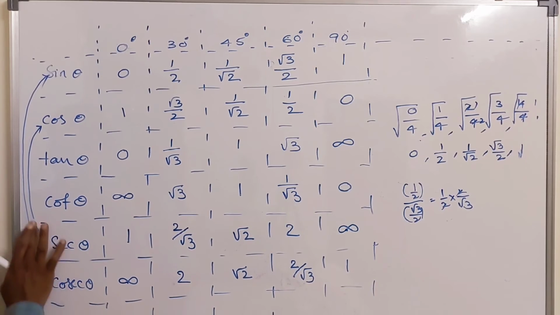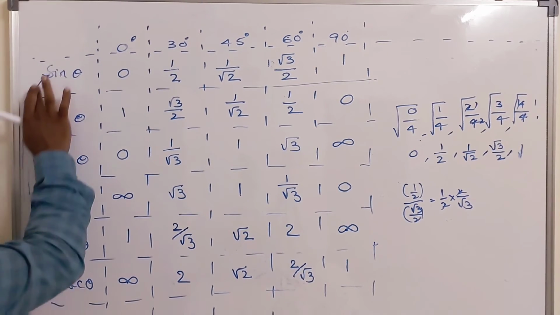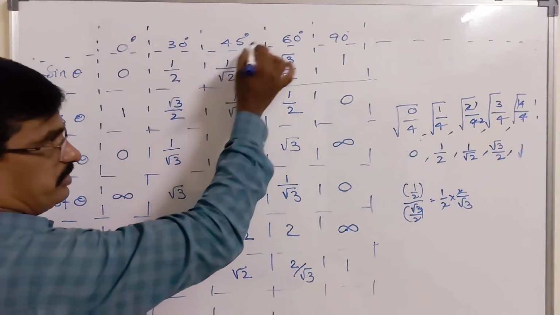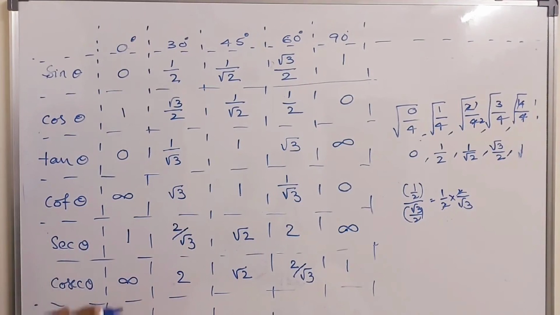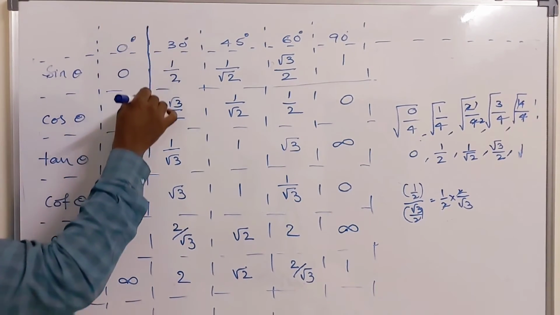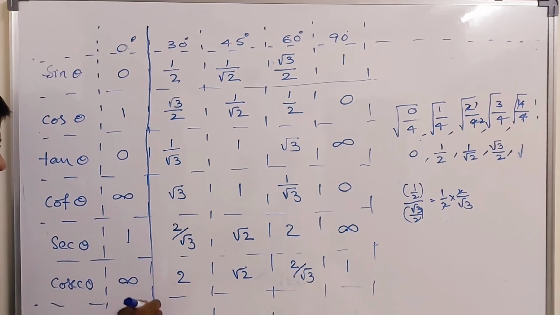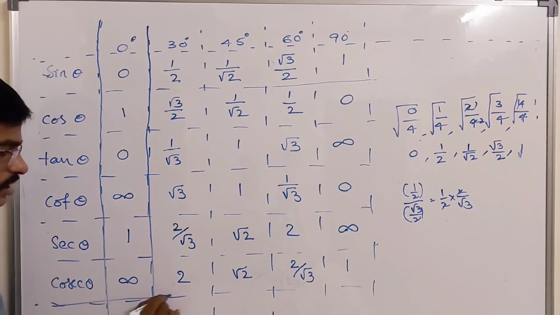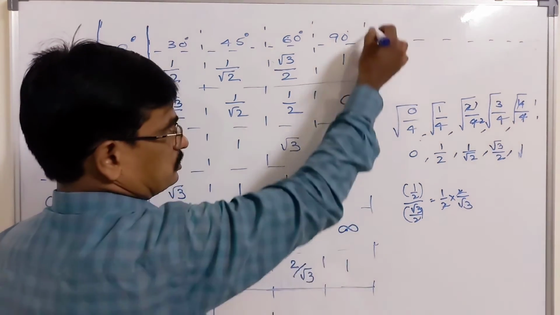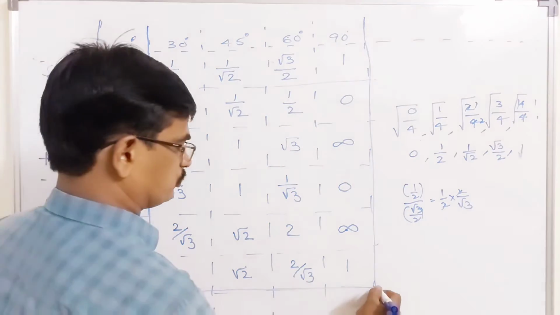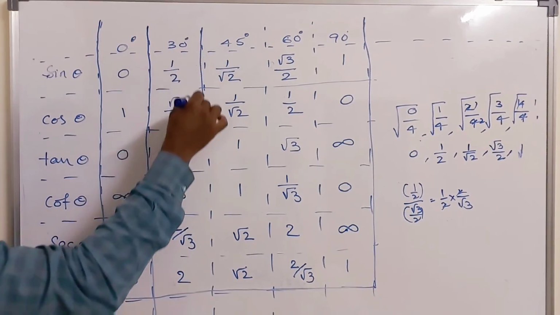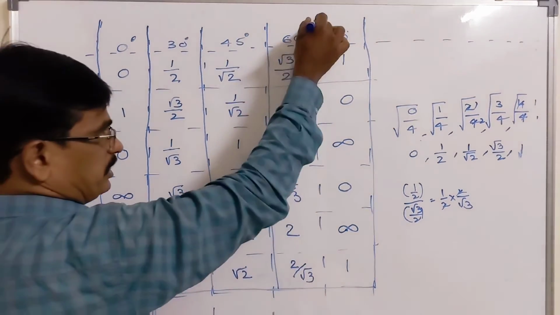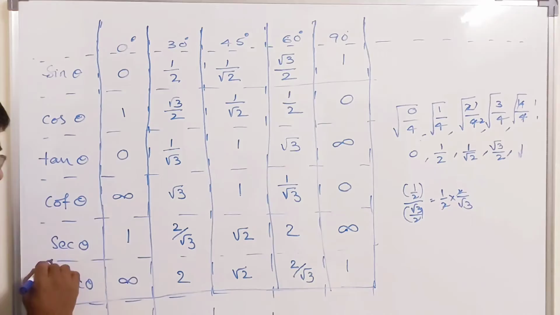So these are the values of the 6 trigonometric ratios for theta equal to 0, 30 degrees, 45 degrees, 60 and 90. So you must remember these values. Without these values, we cannot solve all the sums which are given in the textbook. Okay. Most important, remember, prepare thoroughly.